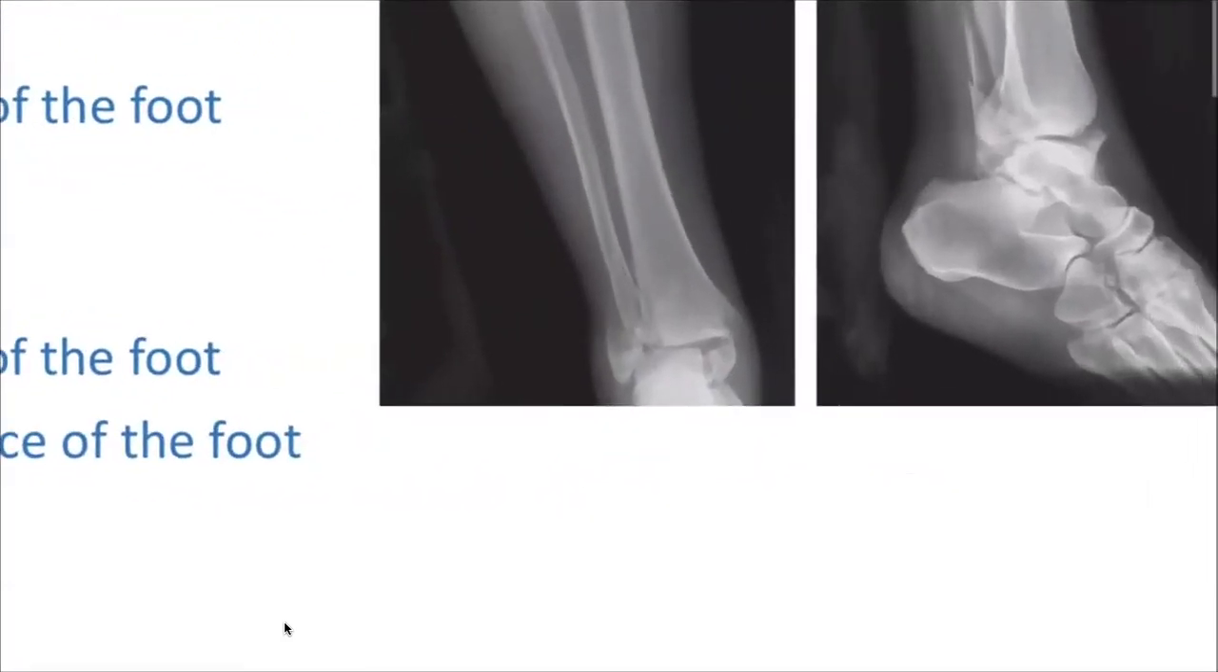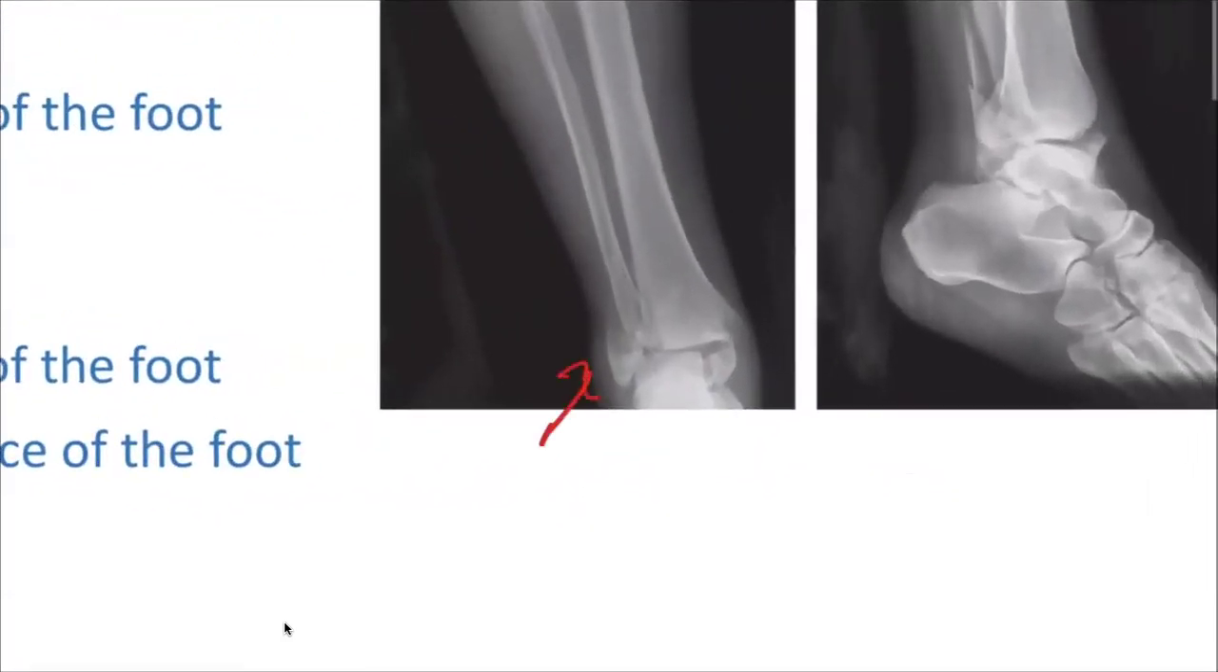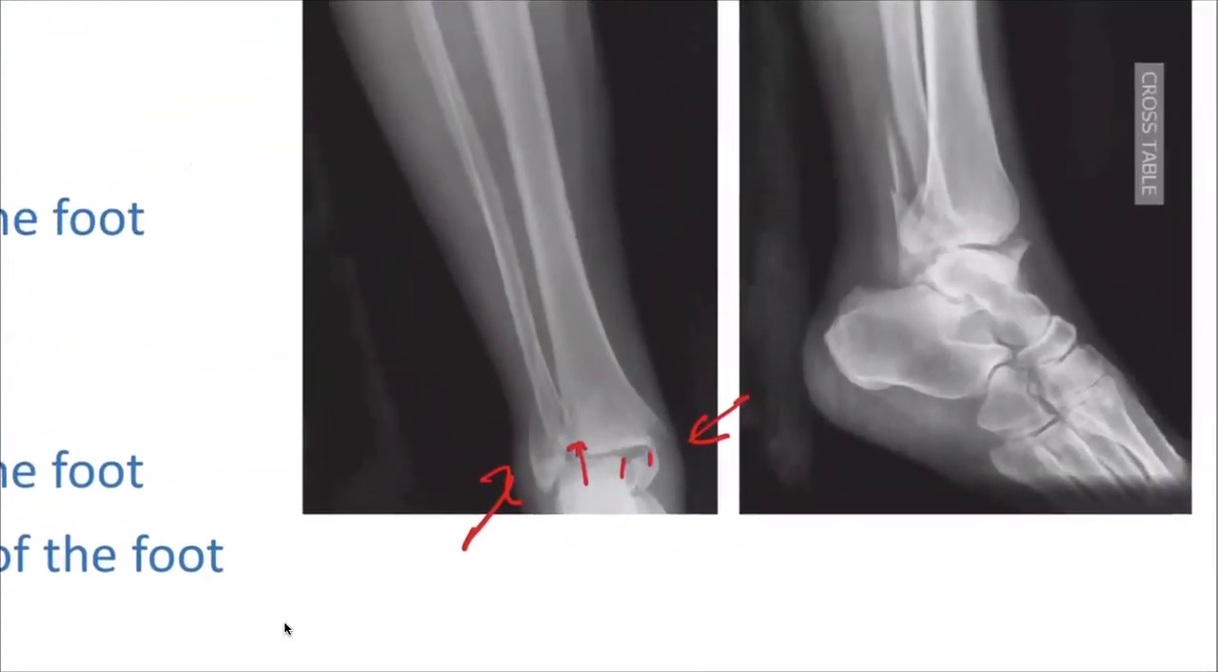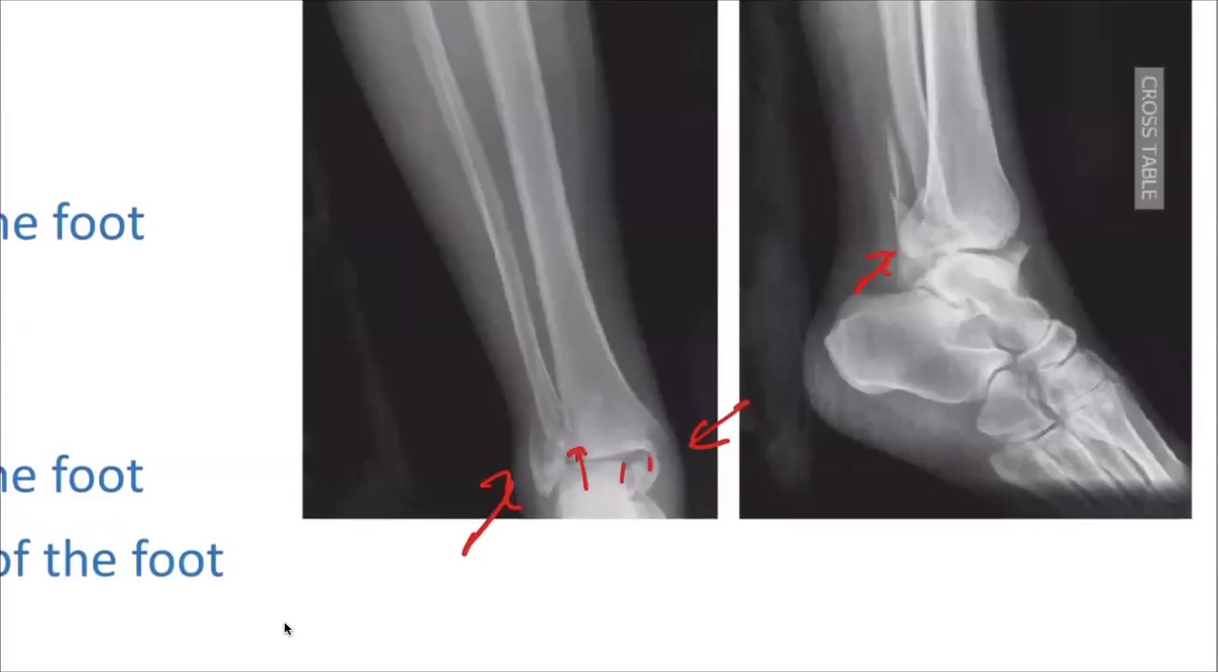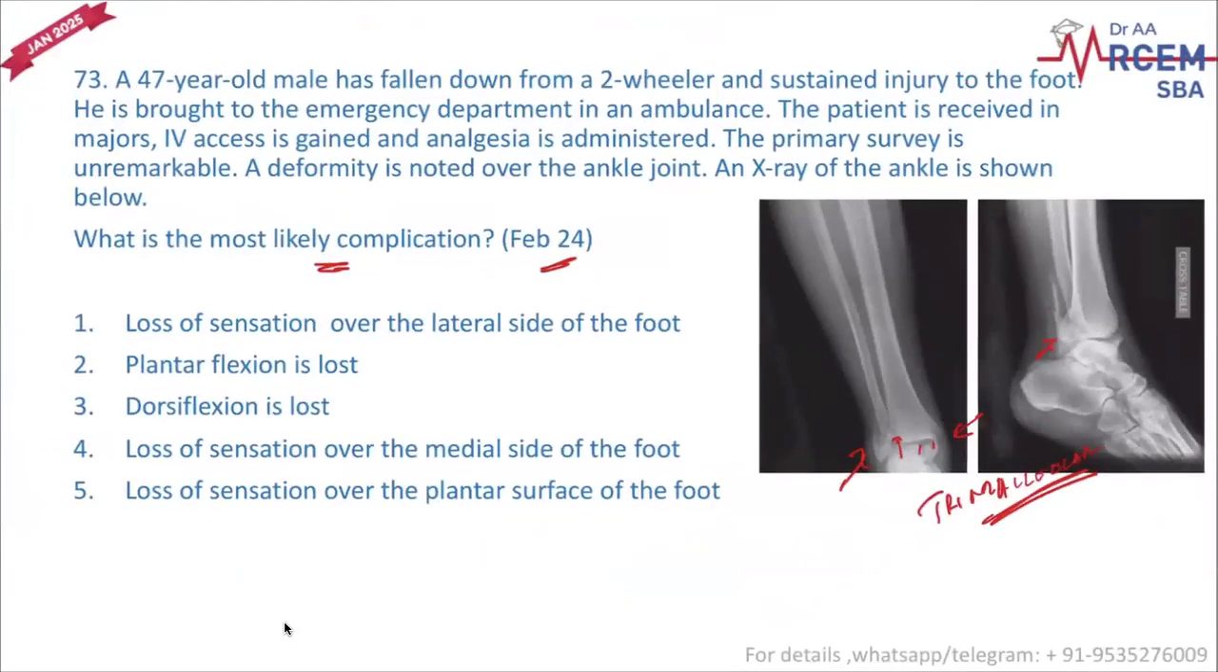So what can we see here? There is a lateral malleolar fracture and a medial malleolar fracture. Some amount of dislocation is present. Overlapping is still present there, so I'm not suspecting a syndesmosis injury. Along with it, what are we suspecting here? The posterior part of the distal tibia is fractured. So it is a trimalleolar fracture. Okay, in unstable trimalleolar fractures, what are the most likely complications?